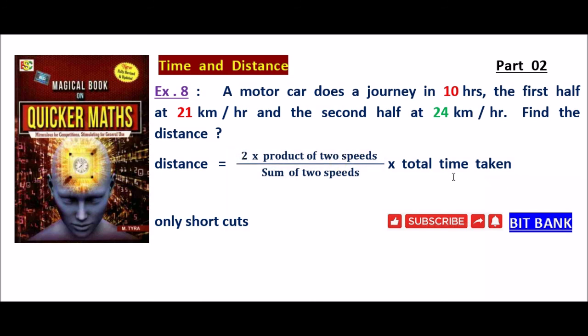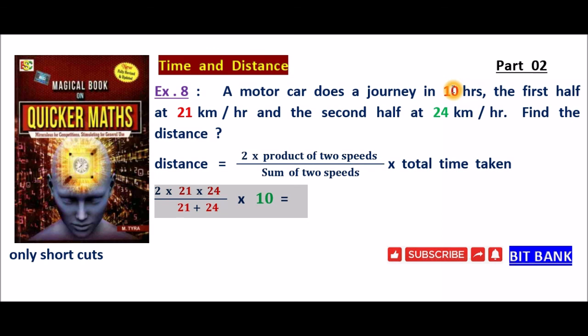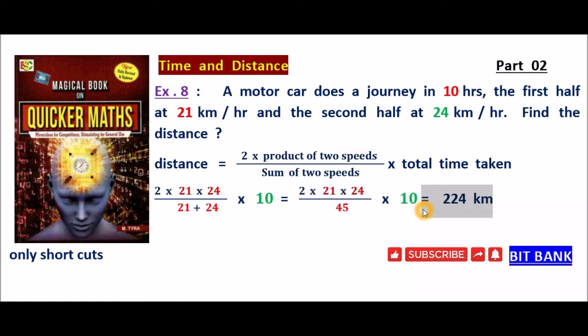time taken. So that is equal to 2 into 21 into 24 divided by 21 plus 24, into 10. That is equal to, this is 45, 21 plus 24. 2 into 21 into 24 divided by 45. After simplification, we get 224 kilometers. So the required distance is equal to 224 kilometers.